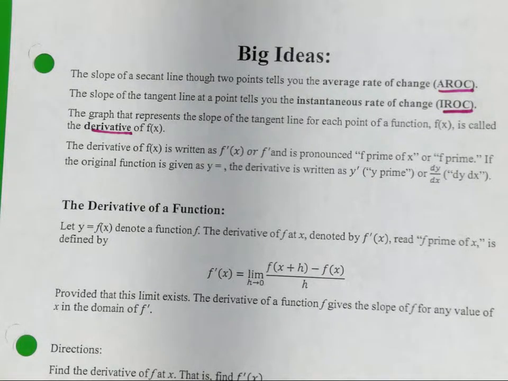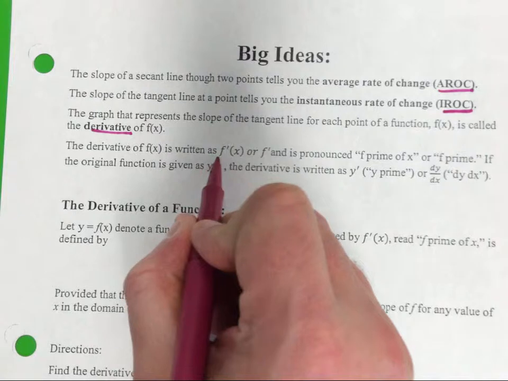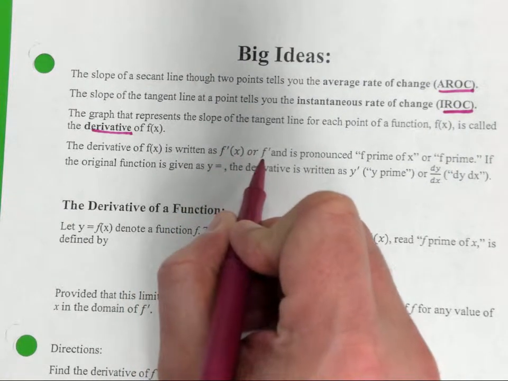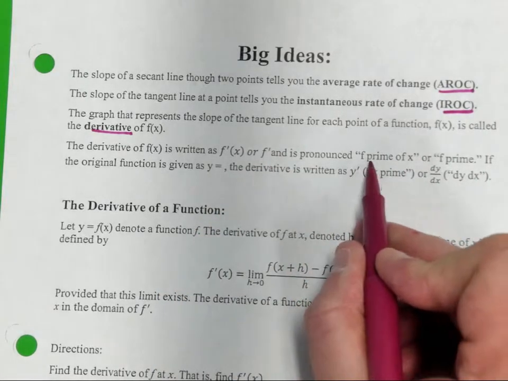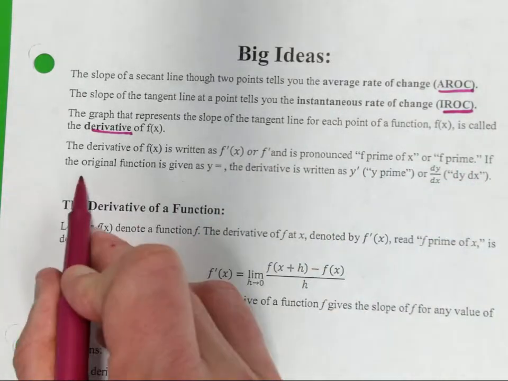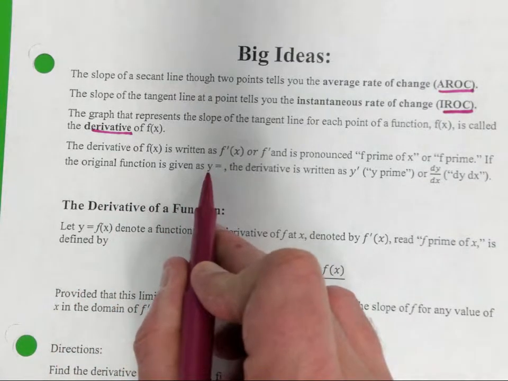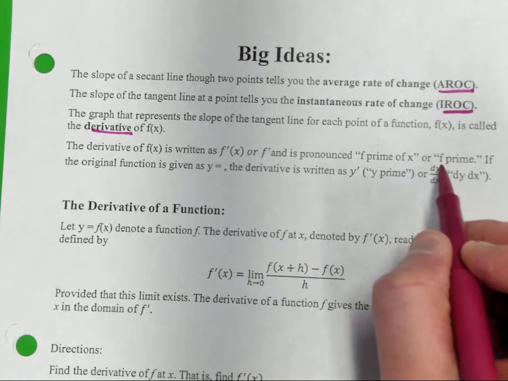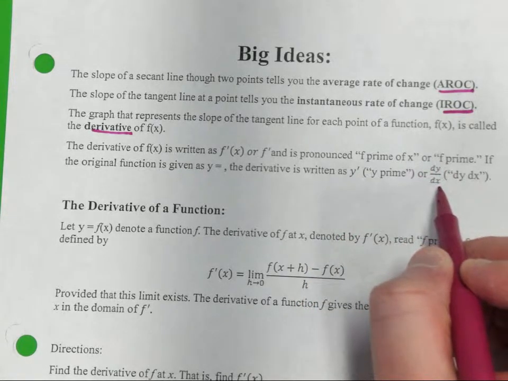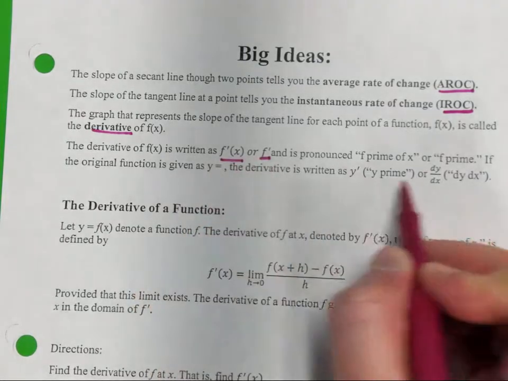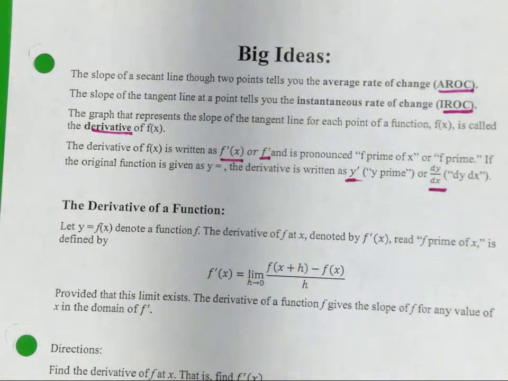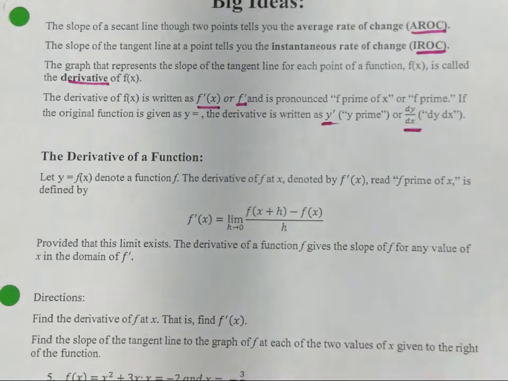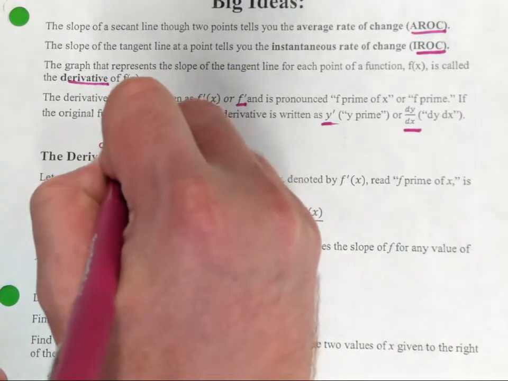The derivative of f of x is written as, the way you read this is f prime of x, or f prime. If the original function is given in y equals form, the derivative is written as y prime, or you're going to see dy over dx. That means derivative, okay? So you can see this notation, this, or this, and that all means derivative, okay? So I call the derivative the AKA slope generator.